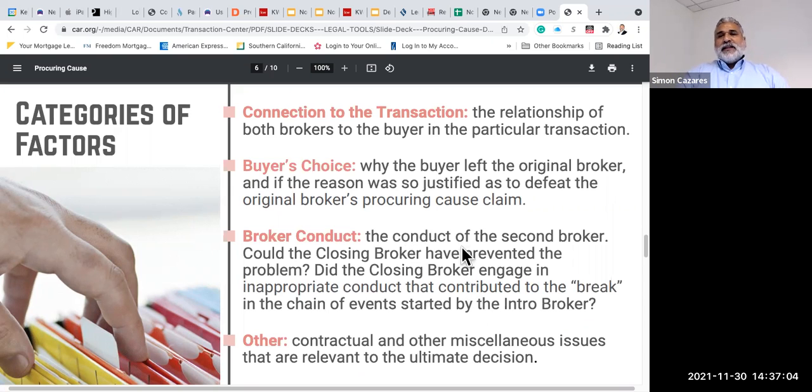Buyer's choice. Why the buyer left the original broker, and if there's a reason, was it so justified as to defeat the original broker's procuring cause claim. Remember, because you can be on both sides of this position, meaning you are hosting an open house as an example, right? And you do such a phenomenal open house that you connect with someone at a high level and they really like you. And you gave them all the information, and they did not tell you they were working with another agent, but they submitted an offer with you.